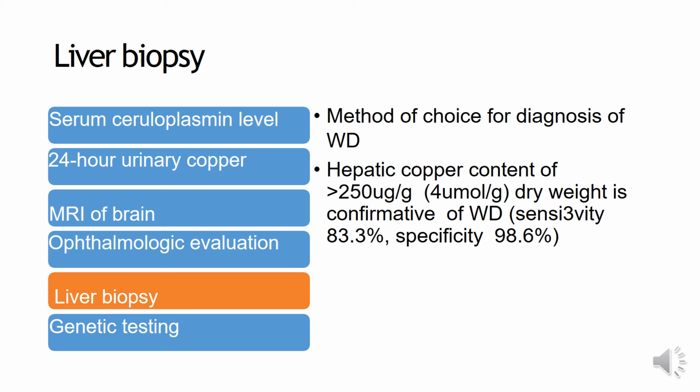The gold standard for diagnosis of Wilson's disease is the hepatic copper content of a liver biopsy specimen, and a content of more than 250 micrograms per gram, or 4 micromoles per gram dry weight, is confirmative of Wilson's disease with a sensitivity of 83% and specificity of 98.6%. So even if there is a doubt about sensitivity, it will rule out the disease if you do a liver biopsy and measure the hepatic copper content.